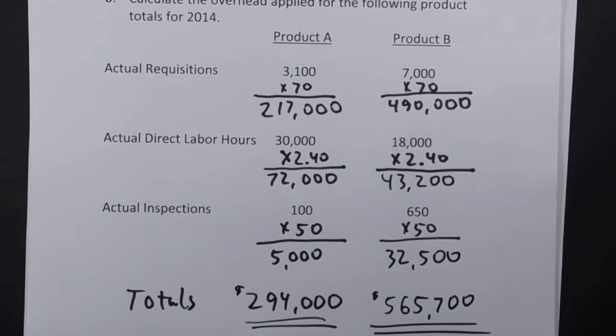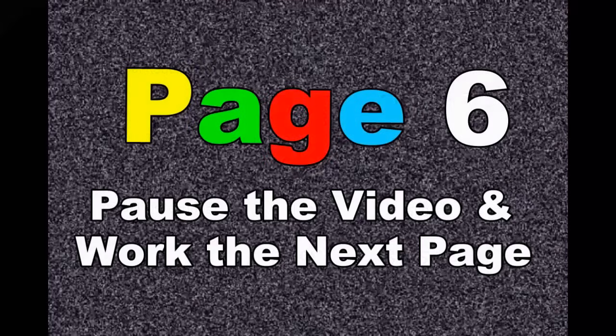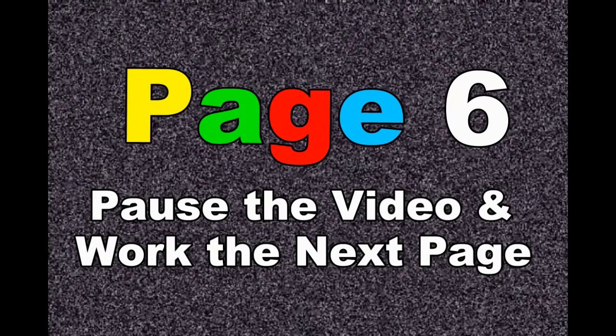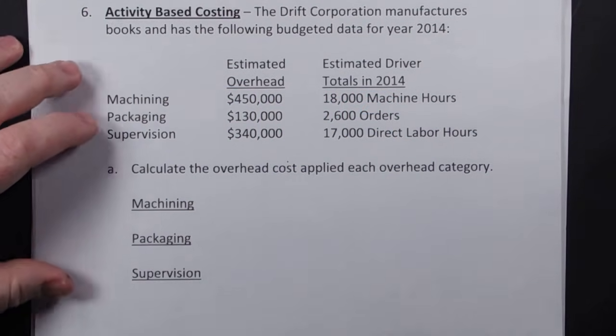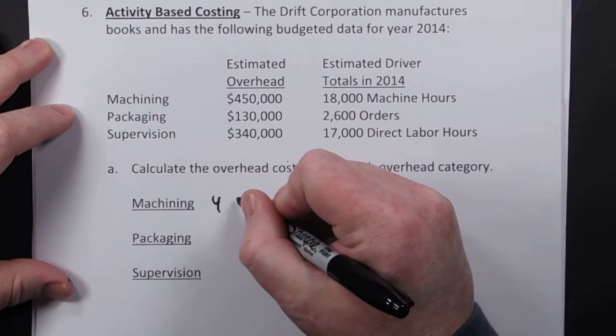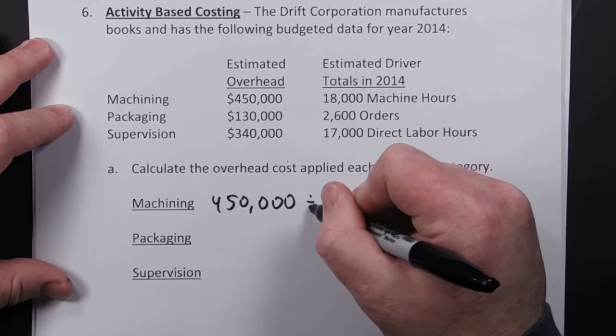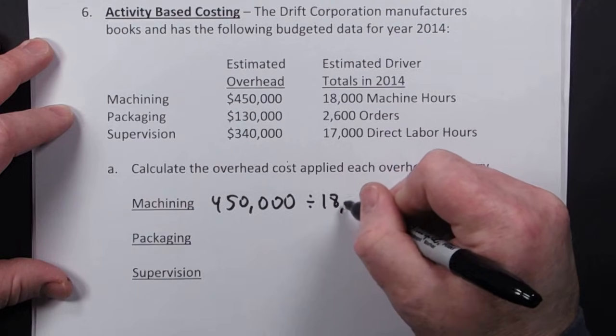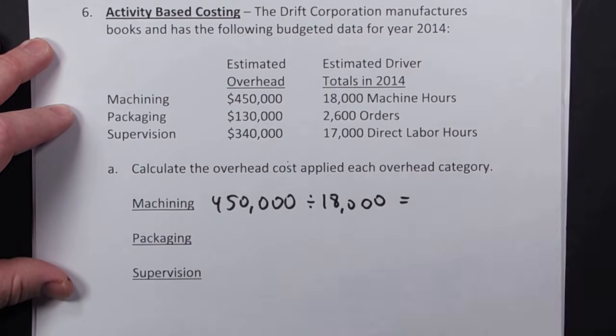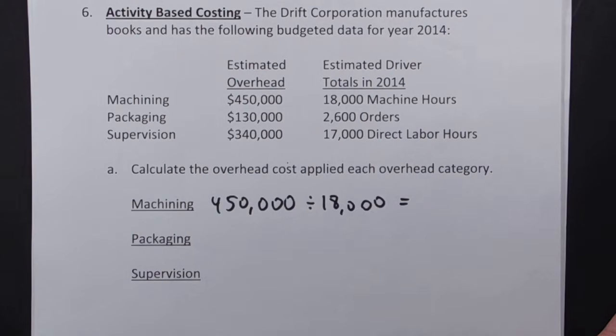Okay, pause the video and see if you can work page 6. The solutions for page 6 will be up next. Okay, page 6. Starts out exactly the same routine as before. 450,000 divided by 18,000, we come up with $25 per machine hour.